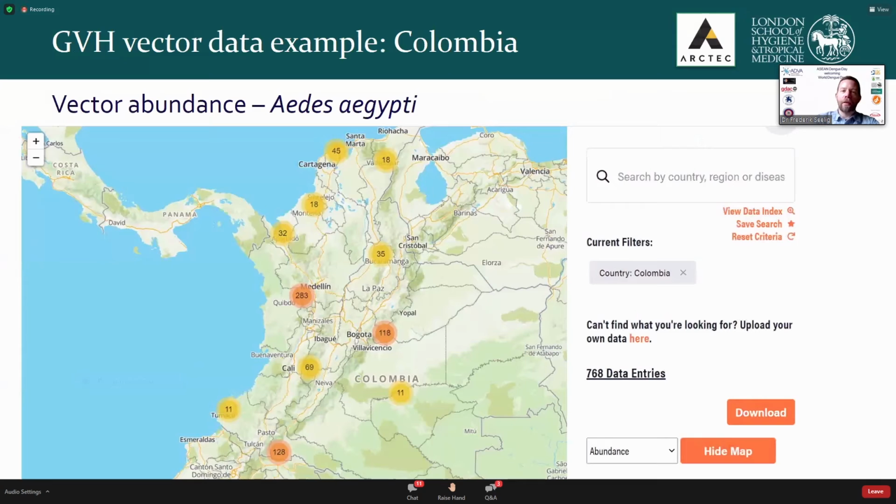So I thought I'd give you a few examples of the type of data that we are planning to host on the Global Vector Hub. So this would be the example of Colombia, where you can, for instance, filter for the vector abundance of any specific type. As I said, we initially will focus on Aedes aegypti, and here you have different clusters of abundance data, and then you would be able to zoom in on the map and have it in further detail and really finer granularity. You can also download the entire data set for any selection and then have it as a CSV file for your own analysis.